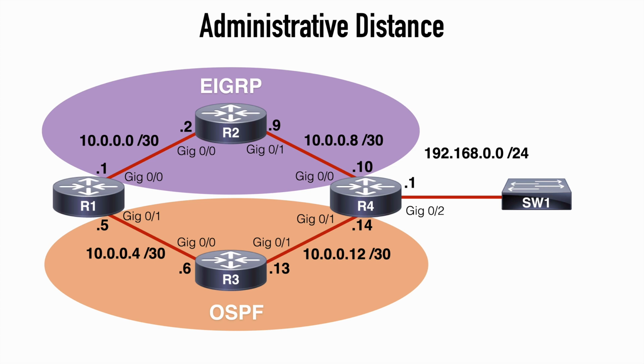I have 4 routers, and I have a switch acting as an access switch out to a host subnet of 192.168.0.0/24. R1 has its gig 0/0 interface running EIGRP, and that connects out to router 2, which is also running EIGRP. The gig 0/1 interface on router 1 is running OSPF, and that's connecting out to router 3, which is also running OSPF. So essentially what we have here is 2 different paths that we can take from R1 in order to get to R4 and eventually out to the 192.168.0.0/24 network.